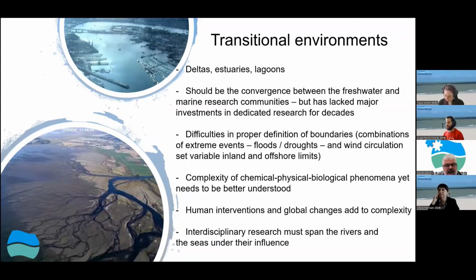We still have difficulties in proper definition of boundaries of transitional environments, and we need to understand these, seeing the impact of extreme events, looking at floods, droughts, combinations of high waters, wind circulation, in order to understand inland and offshore limits. Transitional environments host a hugely complex set of chemical, physical, biological phenomena that we still need to better understand. And here we have the impact of human interventions and global changes. So the only solution is interdisciplinary research covering rivers, transitional zones, and the seas under their influence.